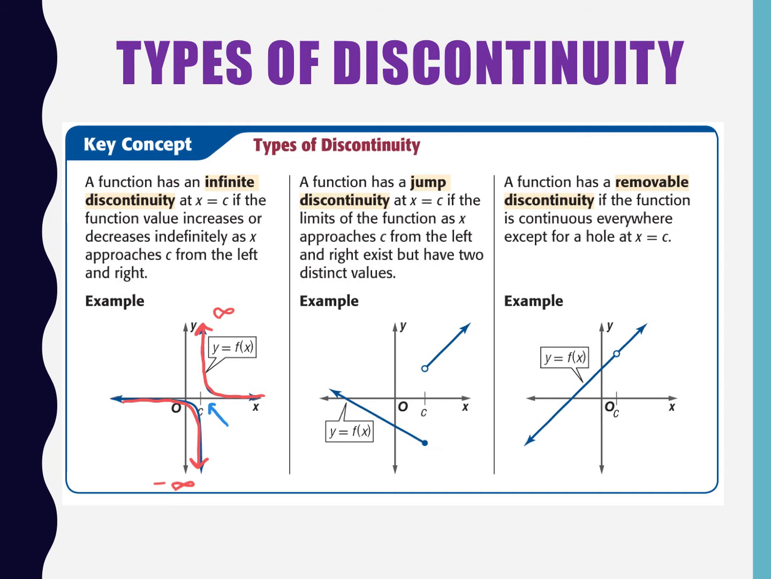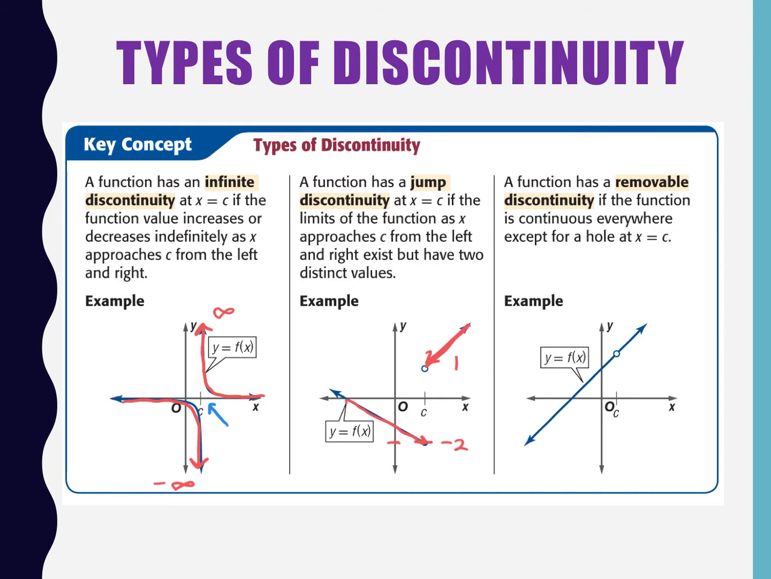In cases like jump discontinuity, you're going to notice that from the left side, the function approaches some specific value, let's say here, -2. But then from the right side, it approaches a totally different value. So here it approaches 1. Since those are 2 different values, it's sort of like a piecewise graph, and we consider that a jump discontinuity.